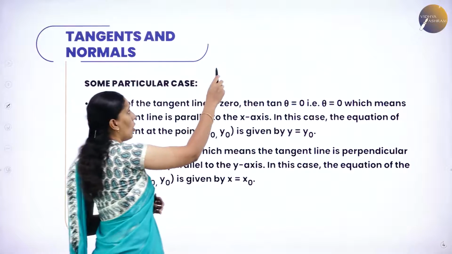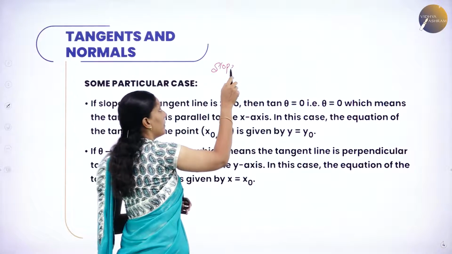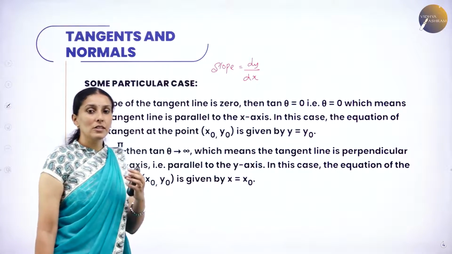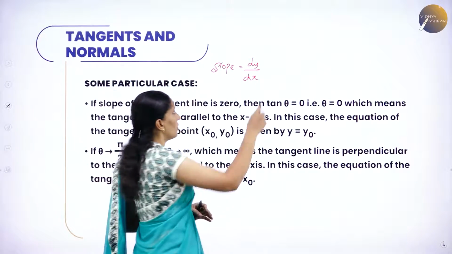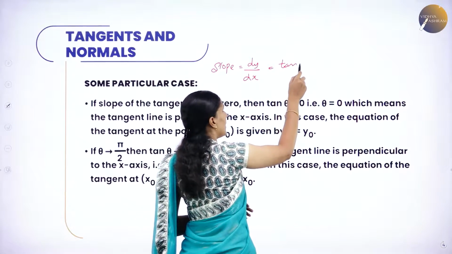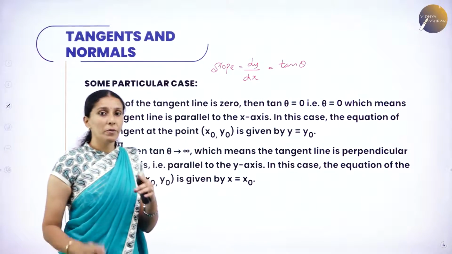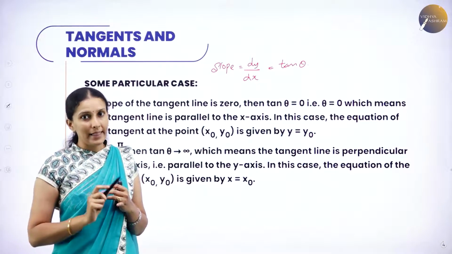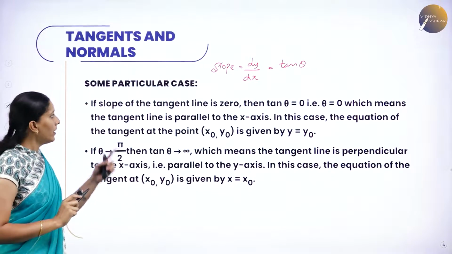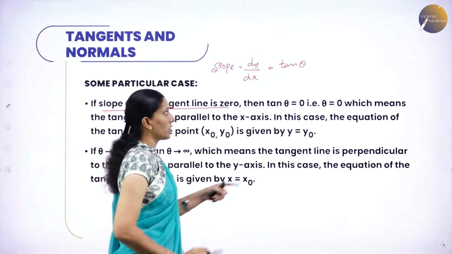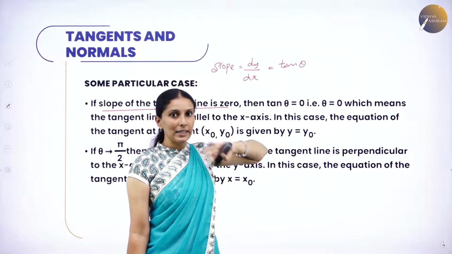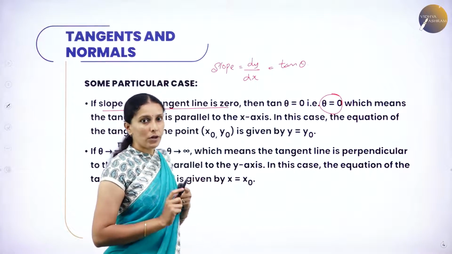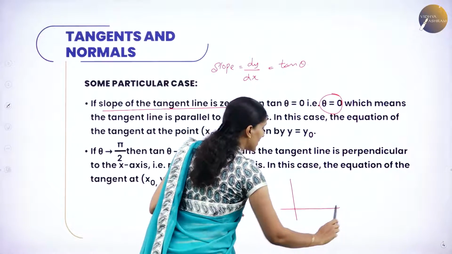So here a slope is nothing but dy by dx. Generally, we represent the slope with m, and also we know that dy by dx is nothing but tan theta. So we have learned the slope of the straight line can also be written in the form of m is equal to tan theta. So whenever the slope of the tangent is 0, that is whenever tan theta is clearly 0, then theta is equal to 0. If theta is equal to 0, what is the case?